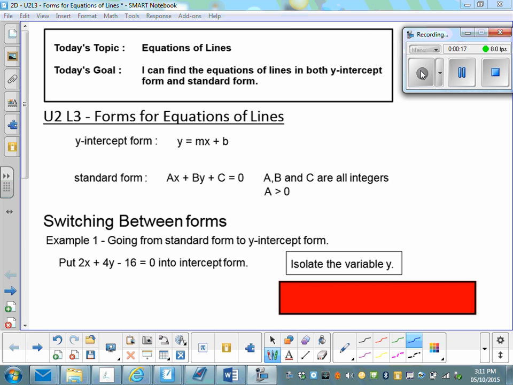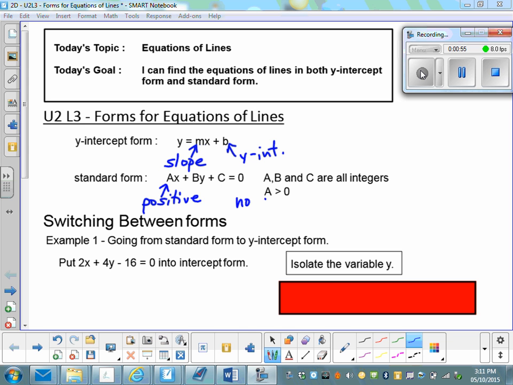So in y-intercept form that we worked with when we were graphing, we used the slope and the y-intercept to help graph lines. And a form that's not as helpful to us, but it's another form that we often write equations of lines in, is standard form. And the deal with standard form is that all of the terms are on one side of the equal sign equal to 0. The value of a, which is the number in front of the x, has to be a positive value.